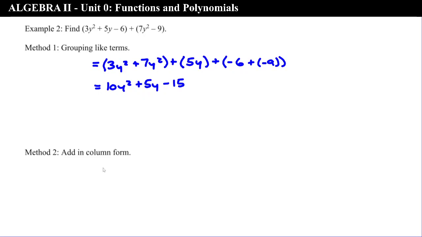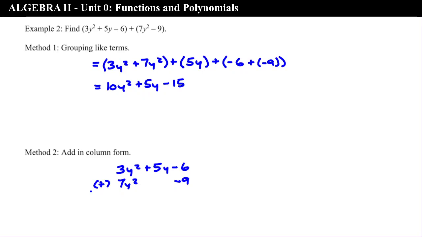Well, you can also do this in column form by stacking the terms. So you've got 3y squared plus 5y minus 6. And we're just going to take the like terms and stack them underneath. So we've got 7y squared. We're going to put that under the 3y squared. And then we're going to put negative 9 under the negative 6.